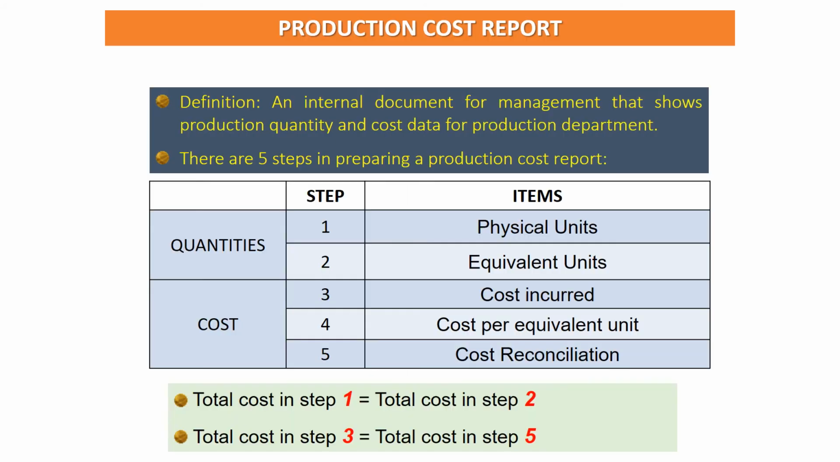Production cost report. Definition: an internal document for management that shows production quantity and cost data for production department. There are 5 steps in preparing a production cost report. Step items. Quantities: 1 physical units, 2 equivalent units. Cost: 3 cost incurred, 4 cost per equivalent unit, 5 cost reconciliation. Total cost in step 1 equals total cost in step 2. Total cost in step 3 equals total cost in step 5.